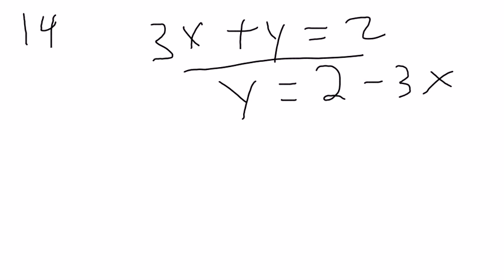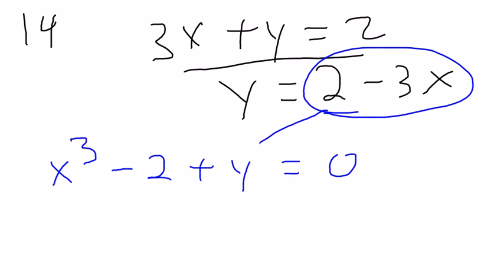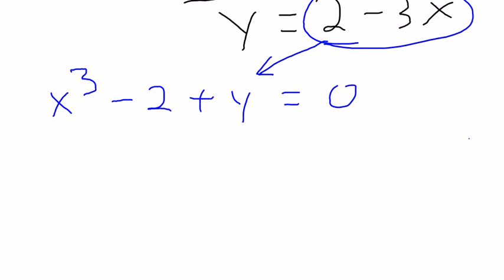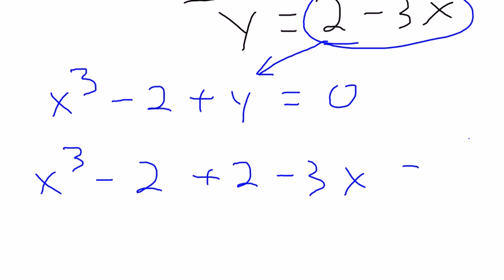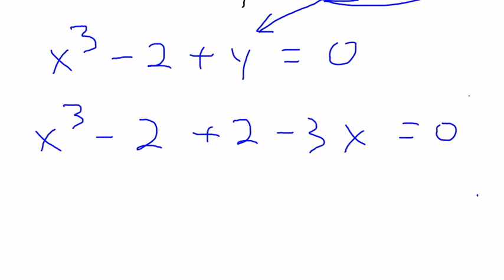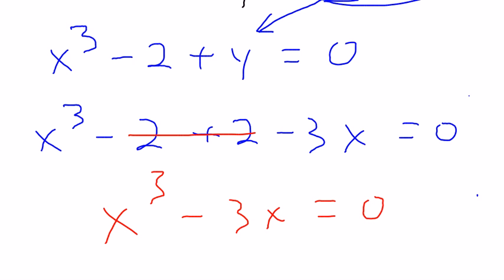The next equation is, put it in blue, x cubed minus 2 plus y equals 0. So I'm going to substitute this in for y. I get x cubed minus 2 plus 2 minus 3x equals 0. The 2's are going to cancel. That gives me x cubed minus 3x equals 0.